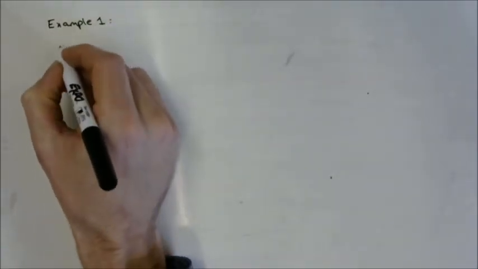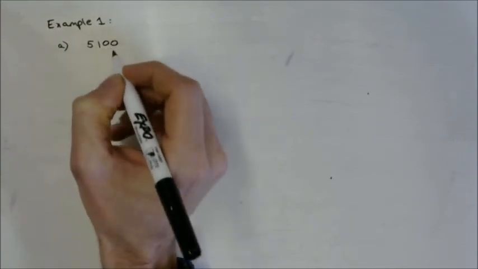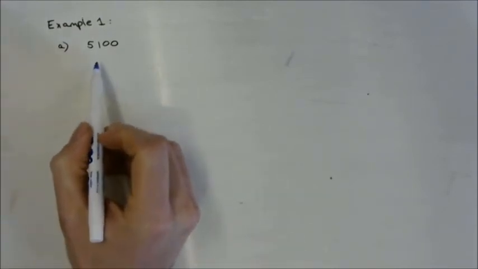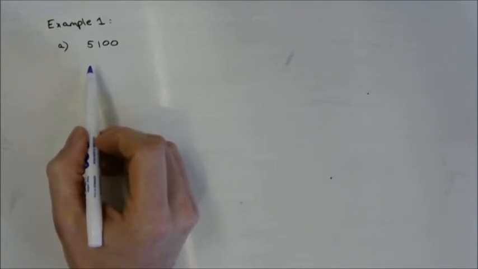Example one, we just have to write these things in scientific notation. All right, A, 5100. Is this a big number or a small number? It's a big number, okay? It's bigger than 10. So we're going to be using what kind of powers of 10, positive or negative? Positive. We need this to get bigger, okay?